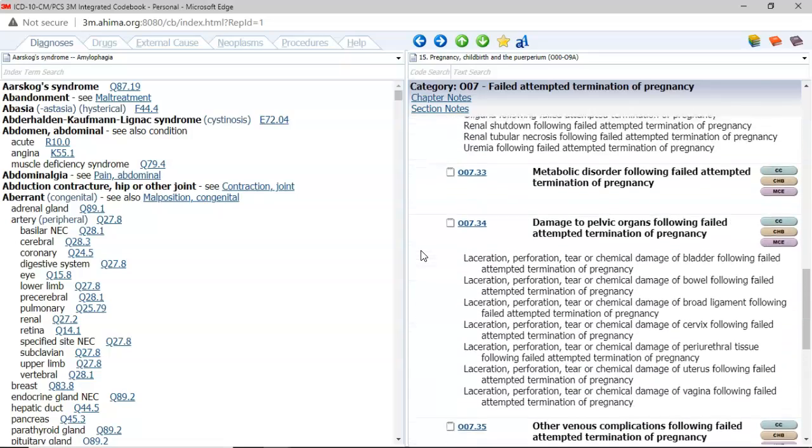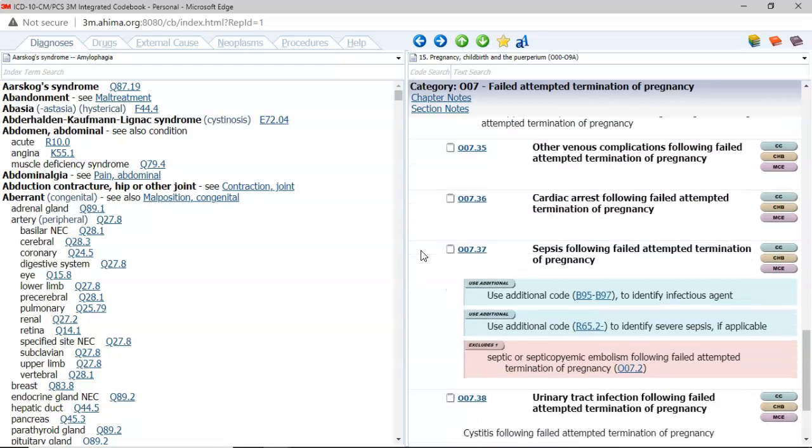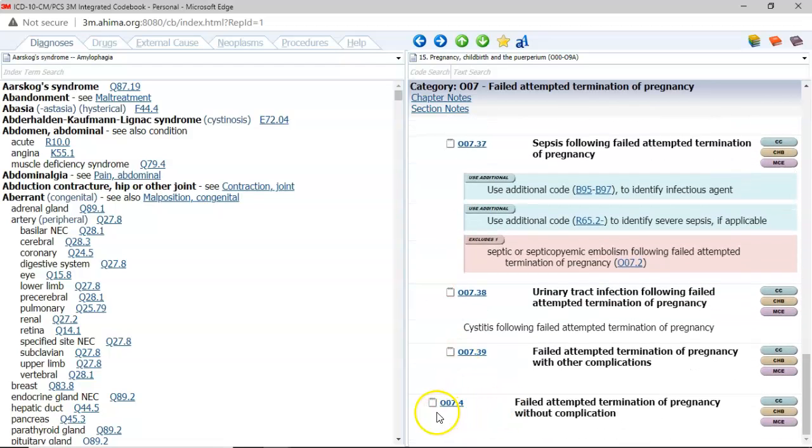And if we look at O07.4, we can see that is failed attempted termination of pregnancy without complication. So that means there was no other complication for this patient. Now, with both of these categories, if there was any documented complication, then you would not be using the code that ends in .4. You would be using the code for the specific complication. So you can't use them together. I hope that's not too thoroughly confusing.